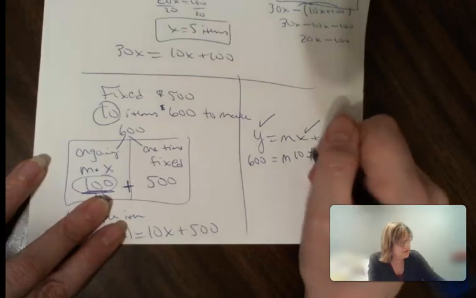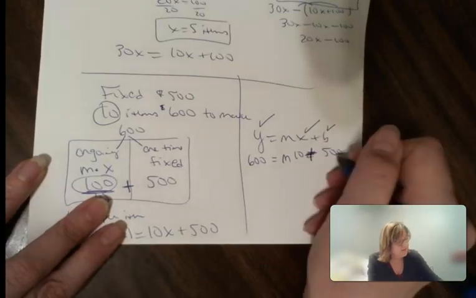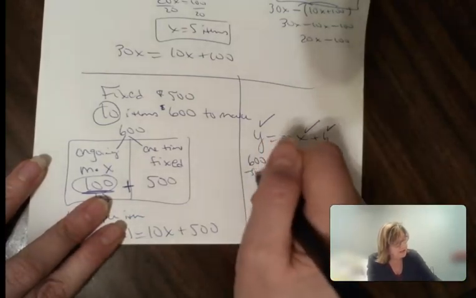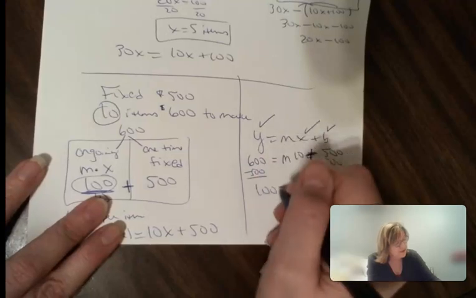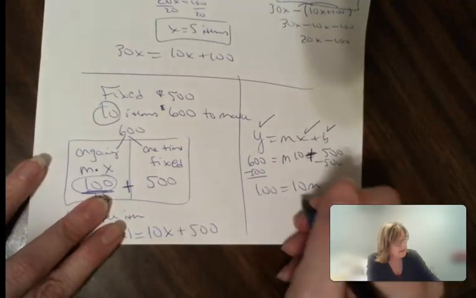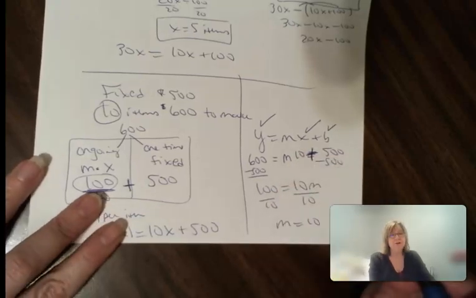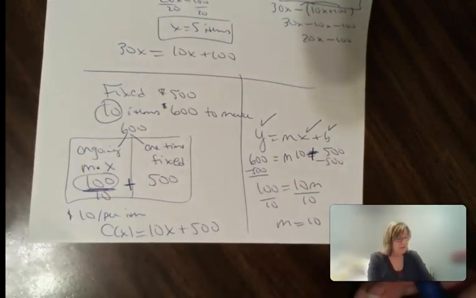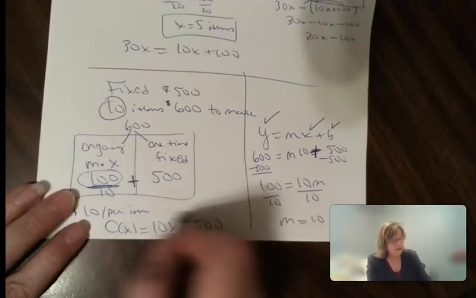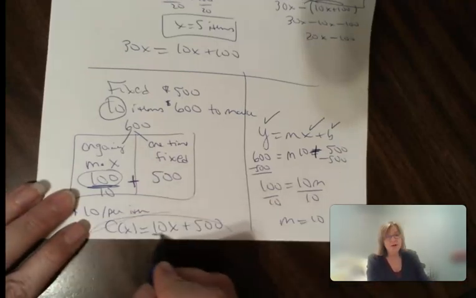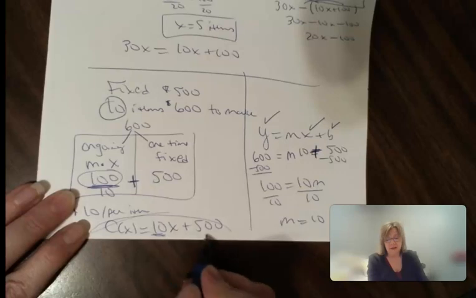Solve your algebra equation. So instead of adding 500, you're going to subtract it. 600 minus 500 is 100. 10M. Divide by 10. M is 10. So my marginal cost, I get 10 either way. So then you write your cost function, C of X equals your marginal cost, 10X plus 500.